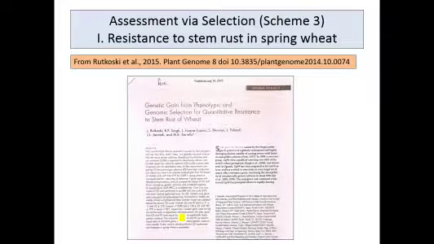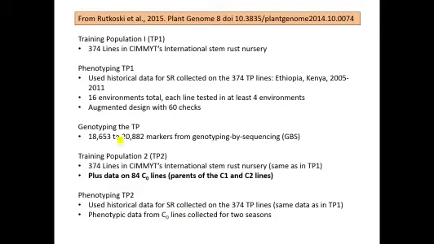And here's the first paper. It's going to look at resistance to stem rust in spring wheat. Here's the training population, the 374 lines out of the Simmons International Stem Rust Nursery. I'm referring to this as training population 1 because there is a second one that we'll talk about later.